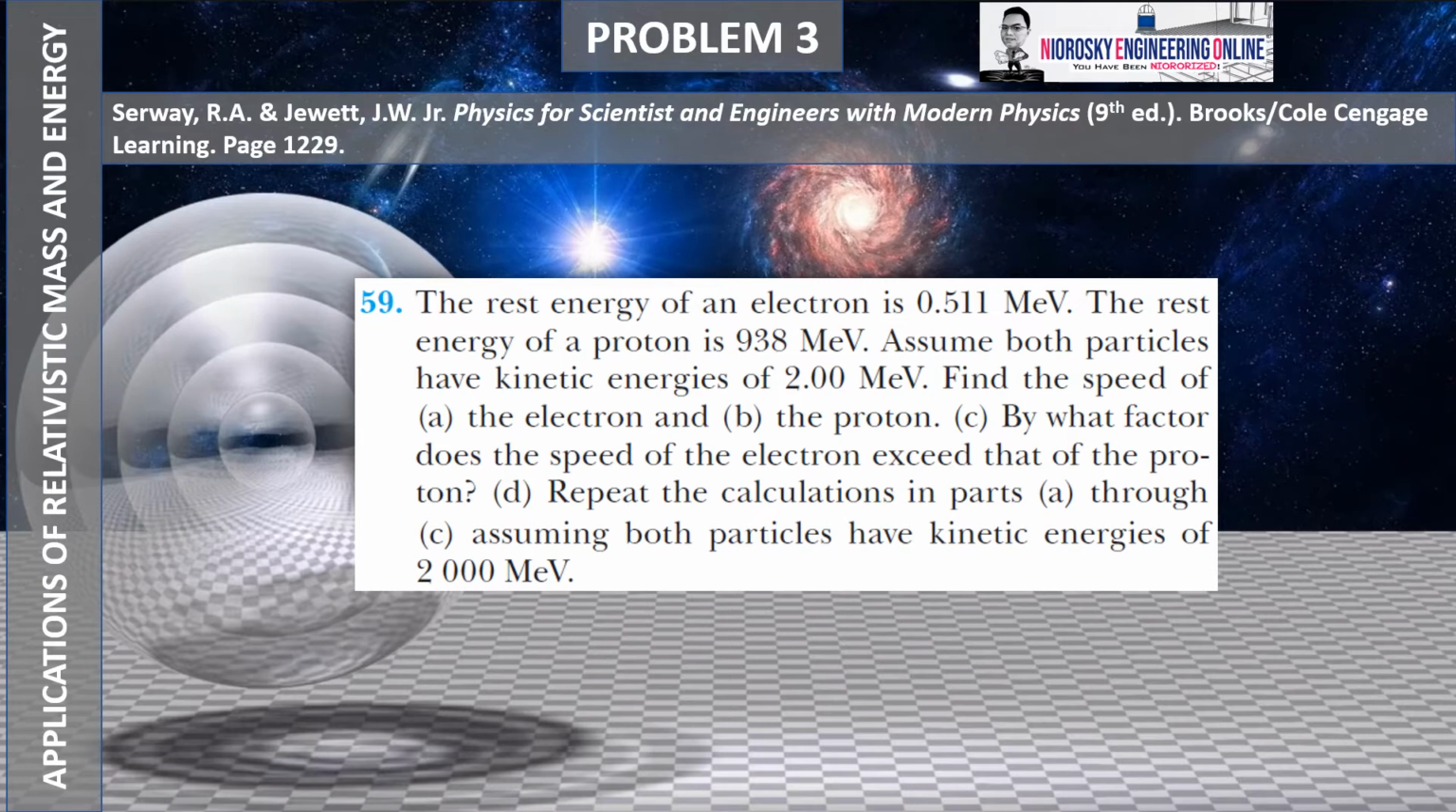And letter D. What if we repeat the calculations in parts A to C, but assuming that the particles have kinetic energies of 2000 mega electron volt? So, jumping from 2 to 2000 mega electron volt, let's take a closer look. Does it have an effect on the speed of those respective particles, the electron and the proton, and their ratio? So let's take a closer look at how we solve this kind of problem.